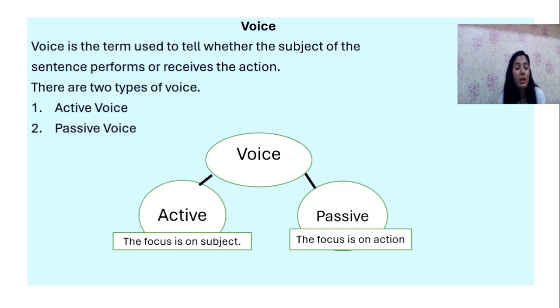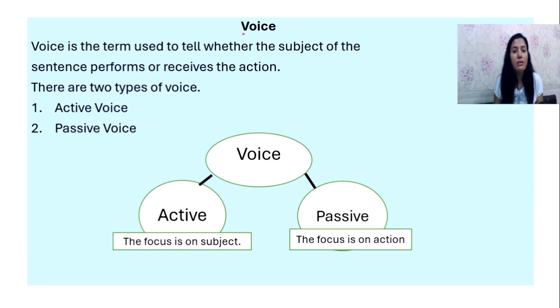First of all, we need to understand what is voice. Actually, voice is the form of the verb, and voice tells whether the subject in a sentence is active or passive. That means voice tells whether the subject of the sentence performs or receives the action. There are two types of voice. What are they? The first one is active voice and the second one is passive voice.